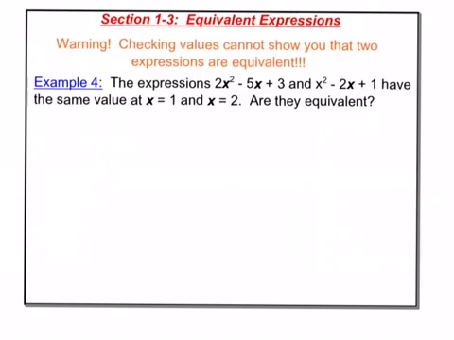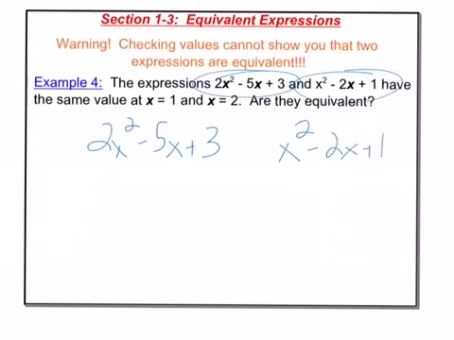So the next thing it mentions here is that there's this warning: checking values cannot show you that two expressions are equivalent because they could have multiple solutions. So if you see the expressions 2x squared minus 5x plus 3, so if we write that one out, 2x squared minus 5x plus 3, and then the other expression, x squared minus 2x plus 1, both have the same value when x equals 1 and when x equals 2. All right? Are the expressions equivalent then? And hopefully you can look at those and see that they're not. They're not going to be equivalent.